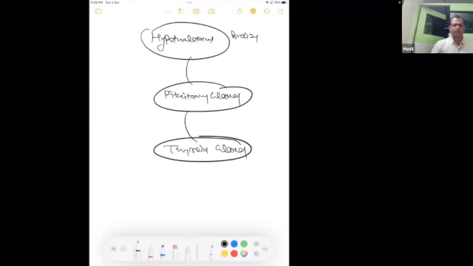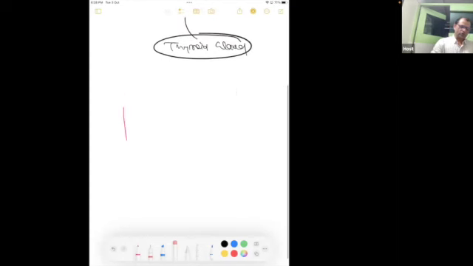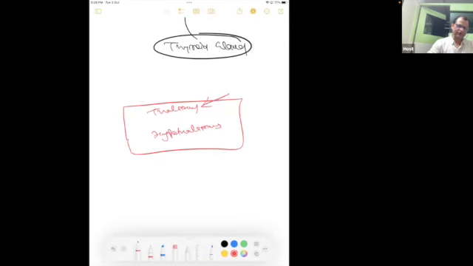इनके बीच का connection आज हम देखेंगे. So we already have discussed earlier, हम पहले समझ चुके हैं कि there are two parts in the brain. One is the thalamus and another is the hypothalamus. Thalamus is connected with the pain.